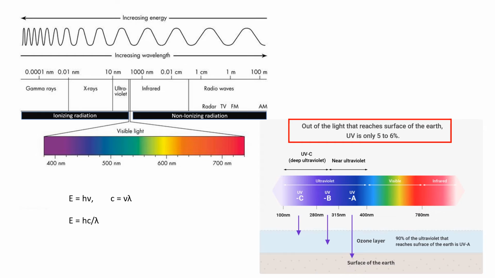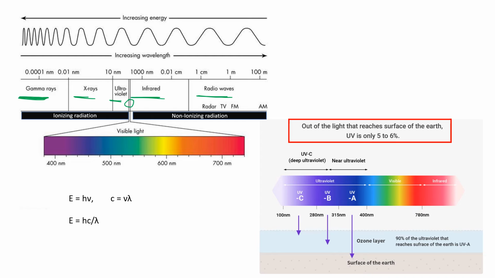Now, when we see the radiation spectrum, you are all aware of the radiation spectrum, but we see that when we go from the left side to the right side, this is the gamma radiation, X-ray, UV ray, this is the visible, infrared, and radio wave. This is the radiation spectrum.